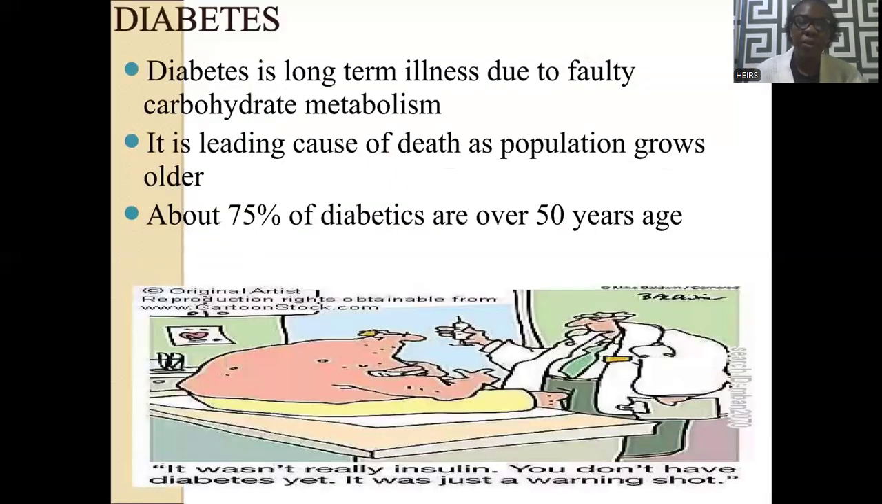Diabetes is a long-term illness that is due to faulty carbohydrate metabolism. It's the leading cause of death as the population continues to grow older. And about 75% of diabetics are over 50 years of age.